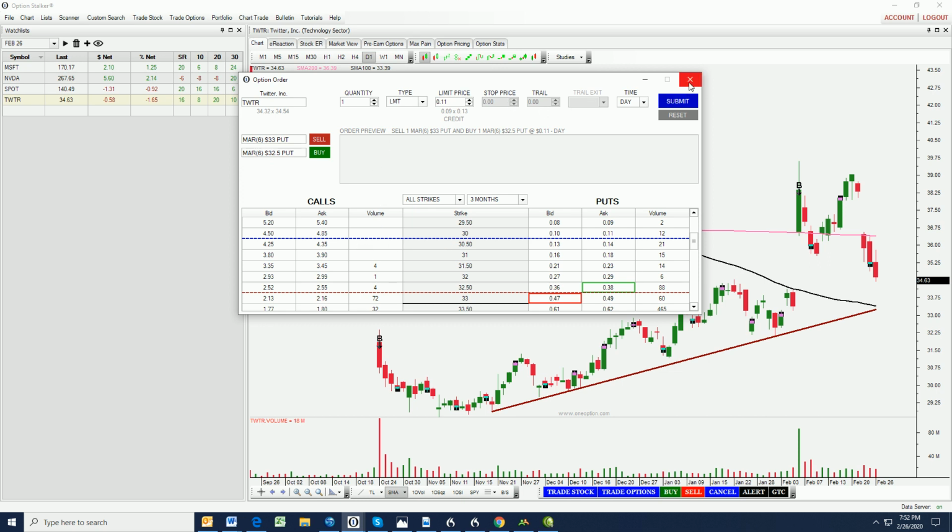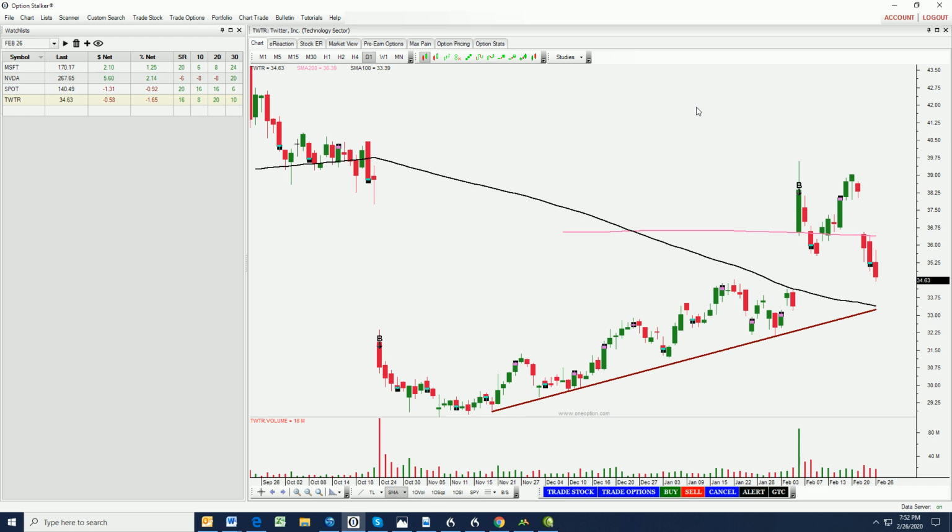Let's take a look at a couple of other trades that I think are setting up well. These are not going to be recommendations on the list here. But I do want to look at them because I think they set up pretty well.